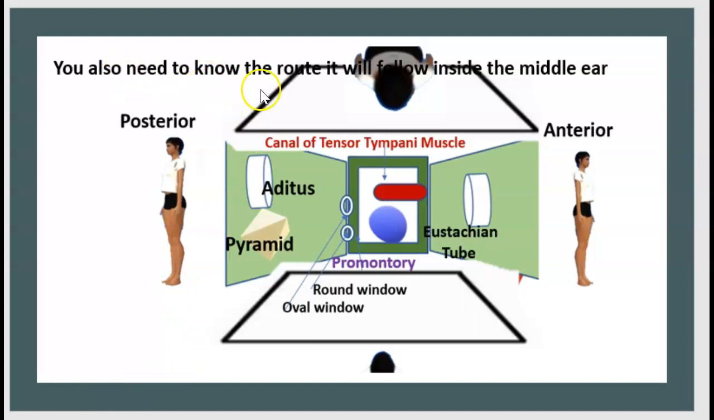We need also to know the root of the nerve inside of the middle ear. Here's the middle ear with the floor, the roof, the anterior wall, and the posterior wall. And here is the medial wall. From the medial wall we recognize the promontory with the round window and oval window. From the posterior wall, we recognize the aditus and pyramid. And from the anterior wall, we recognize the Eustachian tube. Most importantly is the promontory.